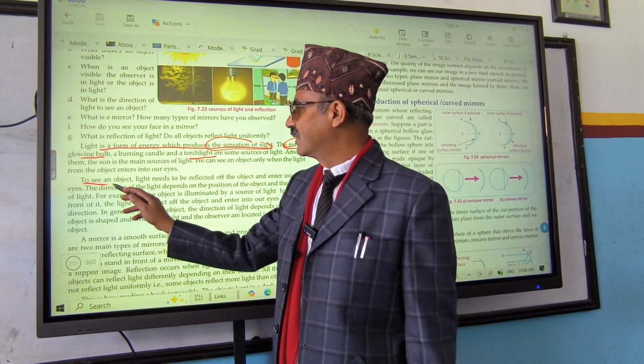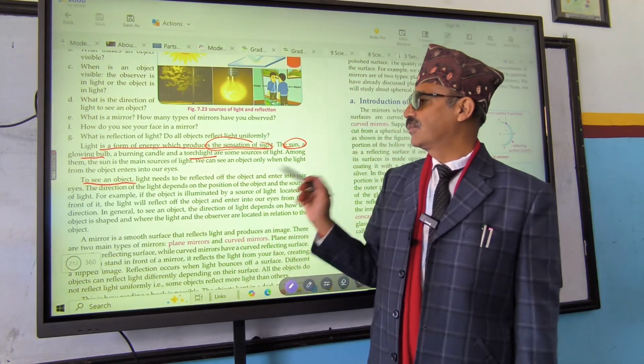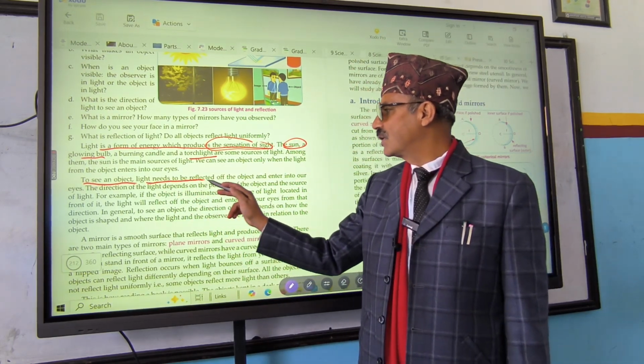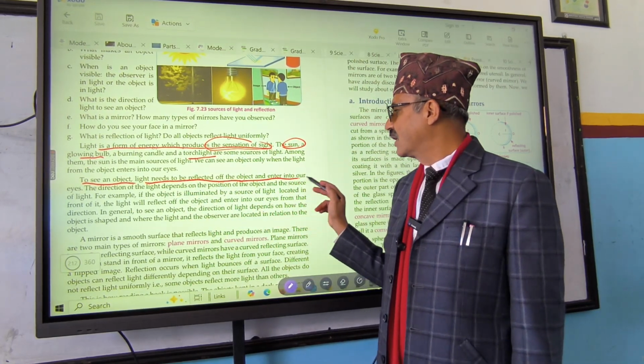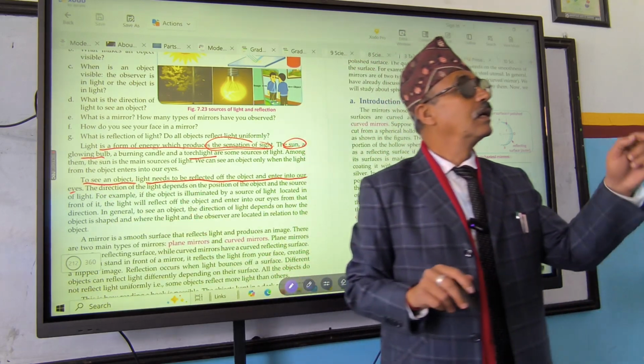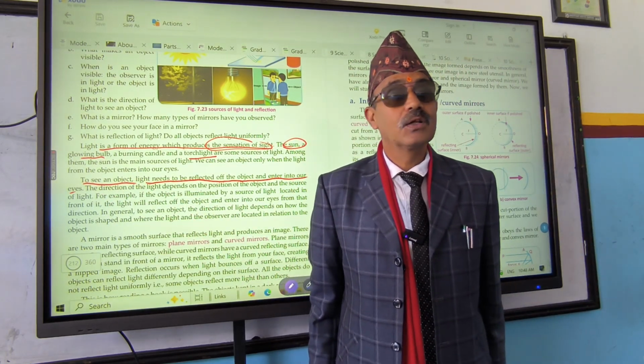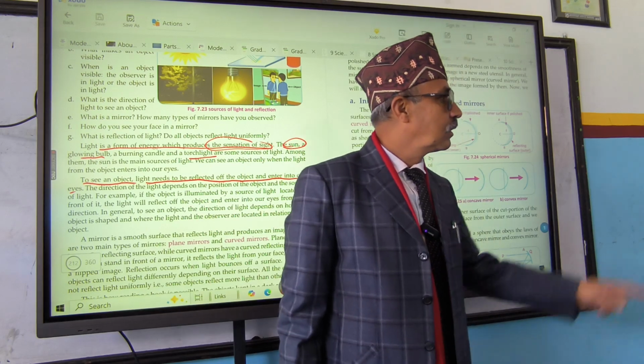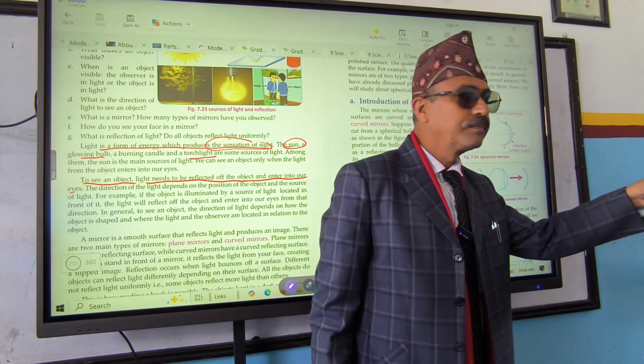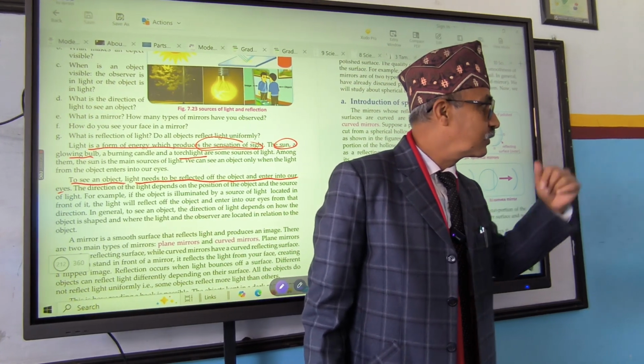What is given here? Please read this one. To see an object, light needs to be reflected off the object and enter our eyes. If reflected light enters our eyes, we can see. Otherwise, we cannot. I can see that laptop. The reflected light falls on me.